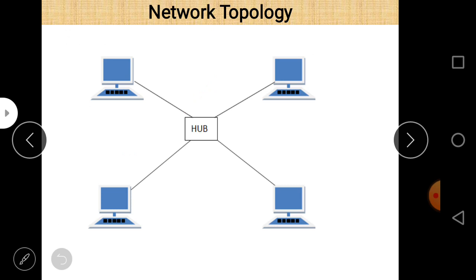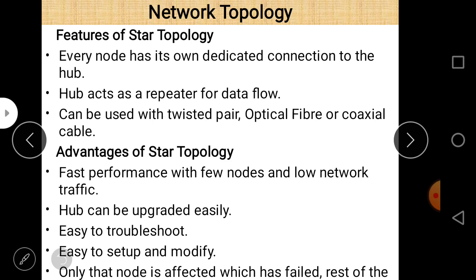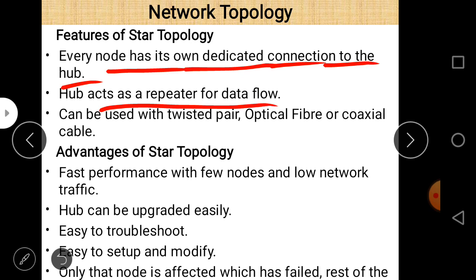So hub can be active or maybe simple hub. Then features of star topology: every node has its own dedicated connection to the hub. Second, hub acts as a repeater for data flow and can be used with twisted pair cable, optical fiber cable, or coaxial cable. So these are the three important features of a star topology.